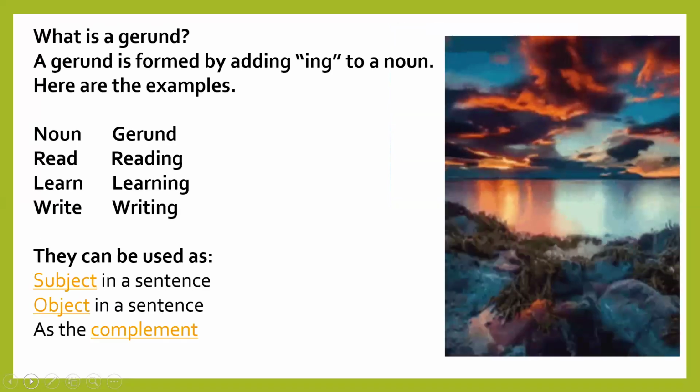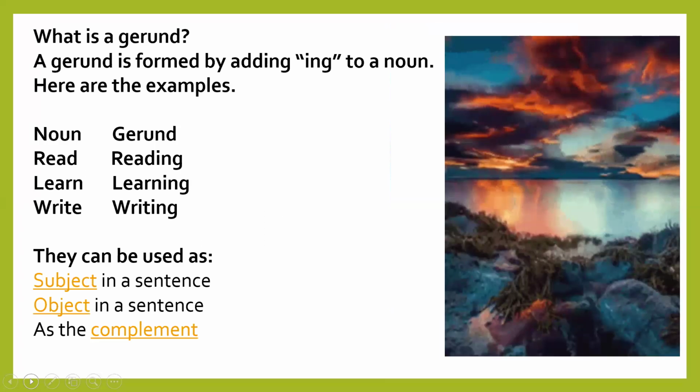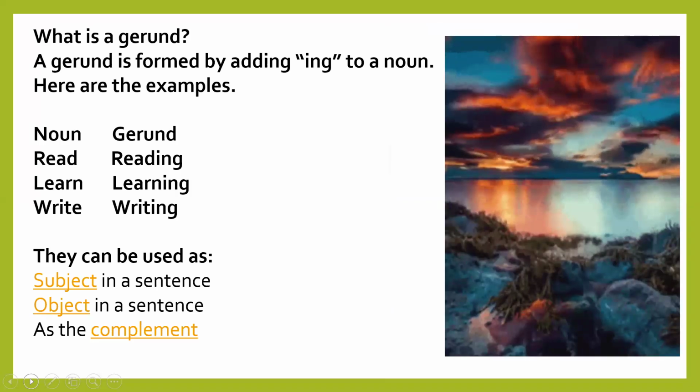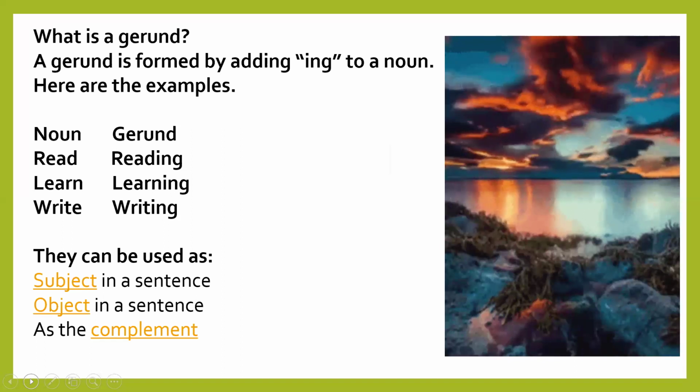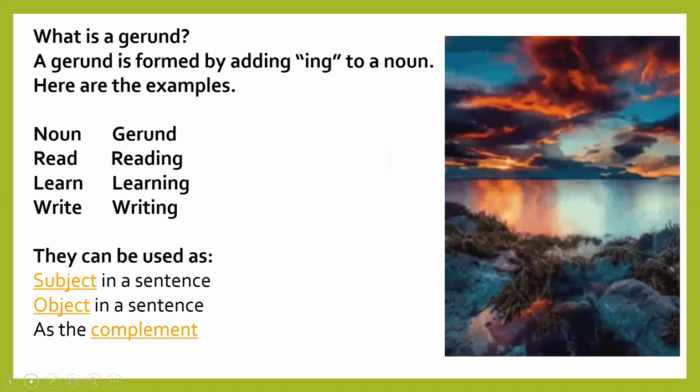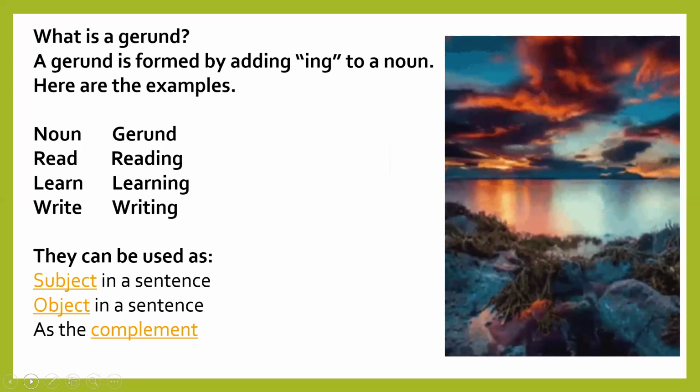So a gerund is formed by adding ing to a verb. We have seen many examples. The verbs are read, write, and the gerunds are reading, learning, writing: verb plus ing. And if we use to read, to learn, to write, it becomes an infinitive subject. A gerund can be used as a subject in a sentence, as an object in a sentence, and as the complement. So there are three uses of gerund: subject, object, and complement.